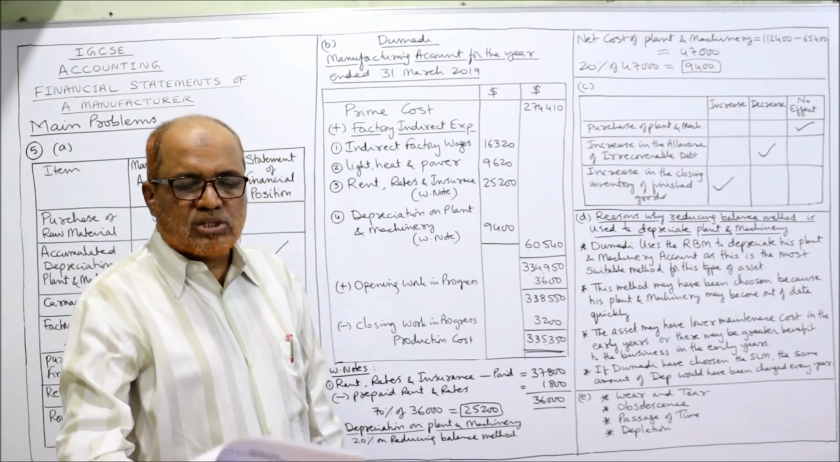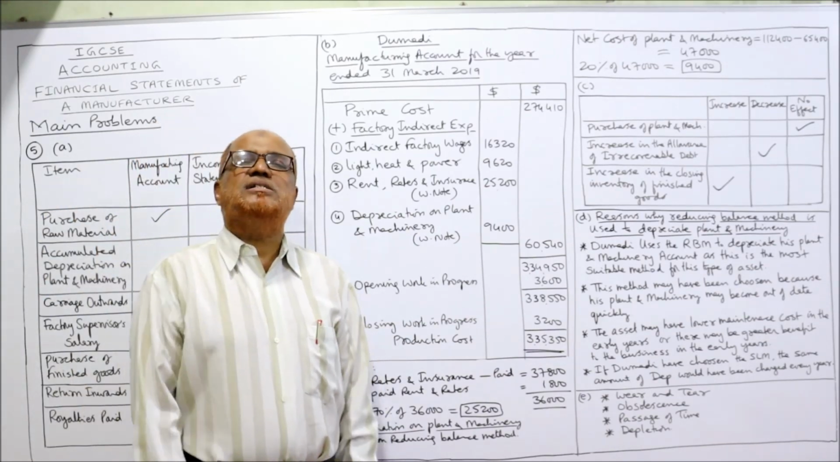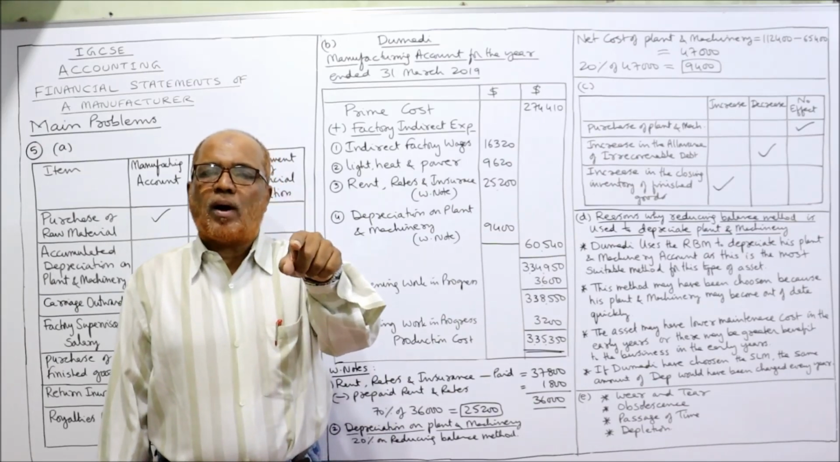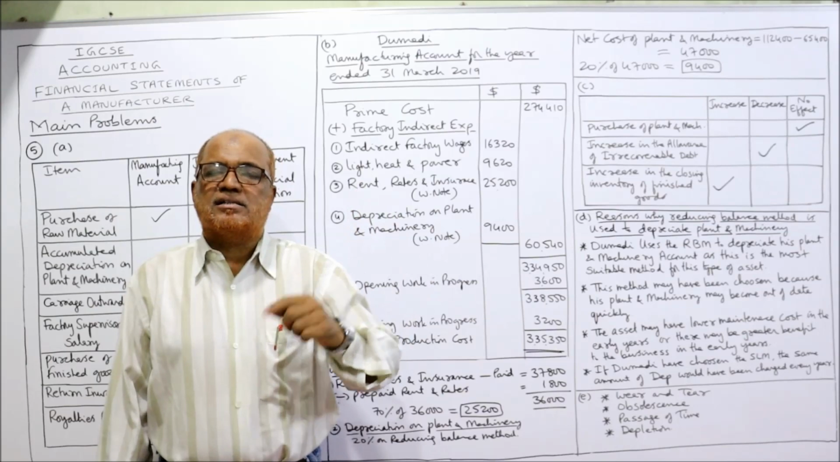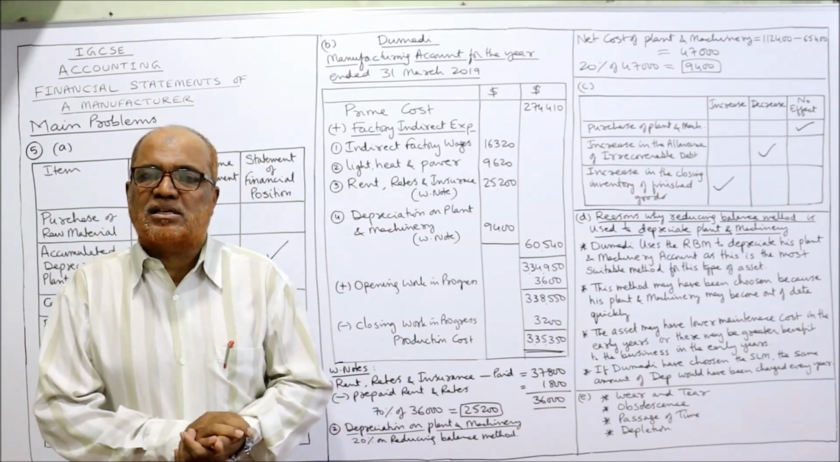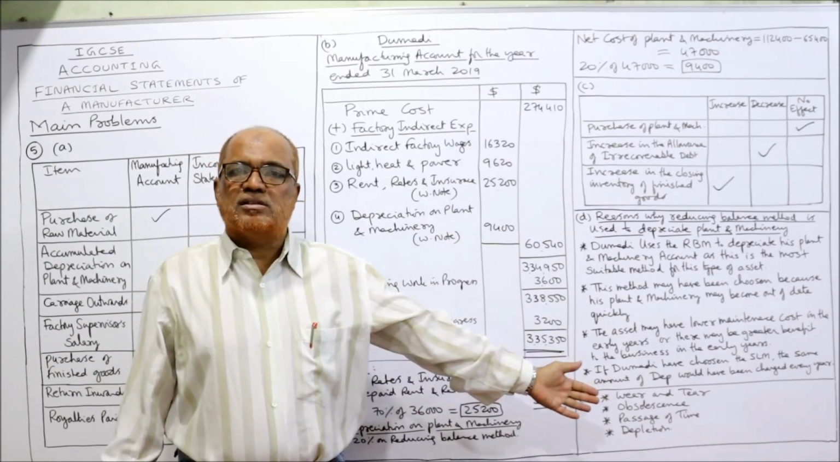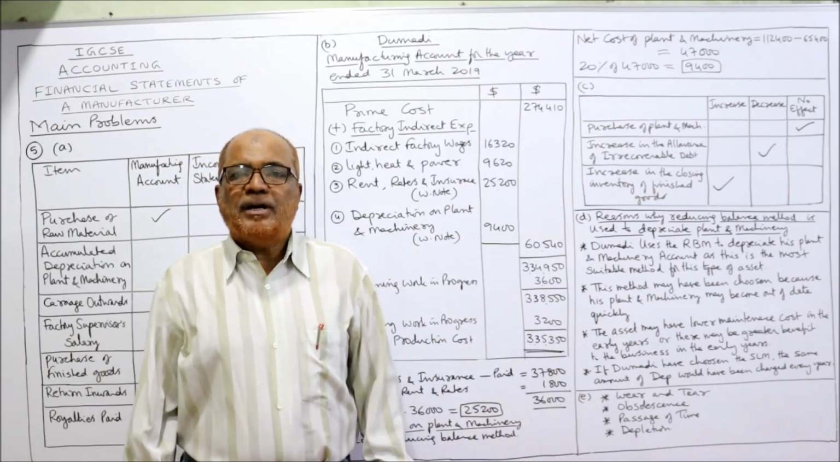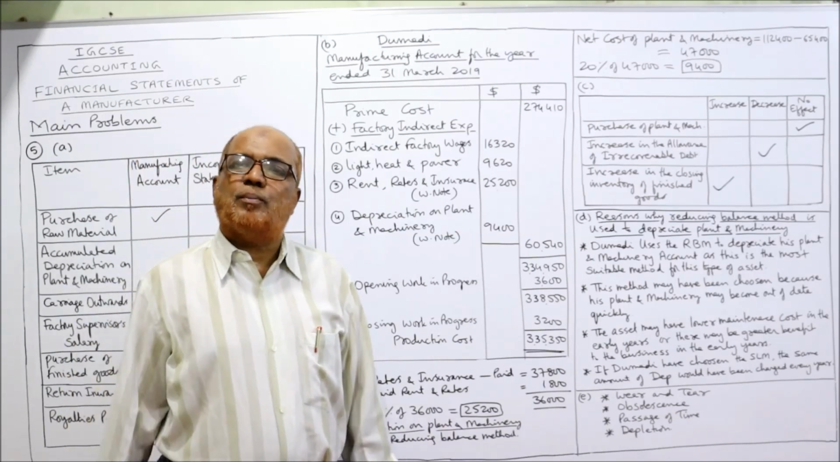State 2 reasons why non-current assets depreciate. Depreciation is provided on non-current assets. Why? What are the reasons? Only 2 reasons it is asking. But I will tell you 4 reasons. And a number of reasons are there. But it is asking only 2 reasons in the problem.